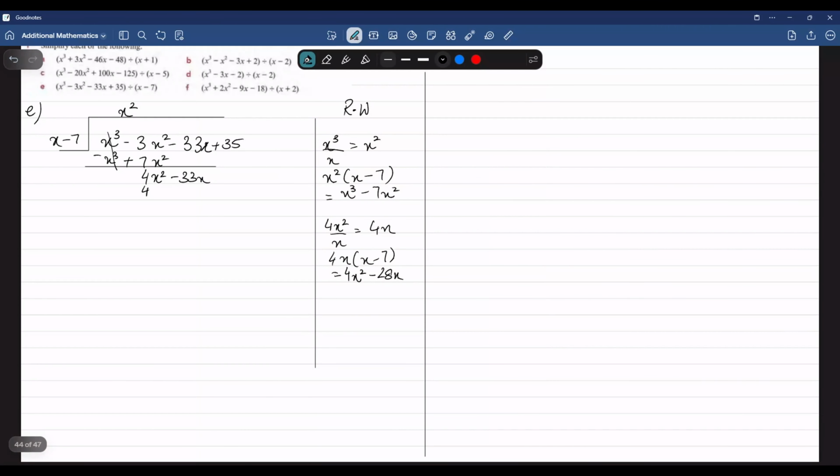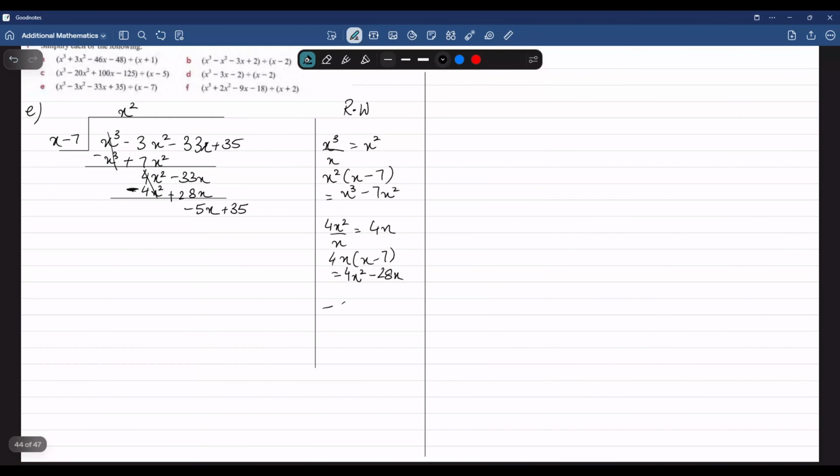Okay. 4x squared minus 28x. And the signs are going to be inverted. Positive becomes negative. Drag this up, we get negative 32 plus 20, and negative 33 plus 28 is going to give us, I think, negative 5. So negative 5x plus 35 here.